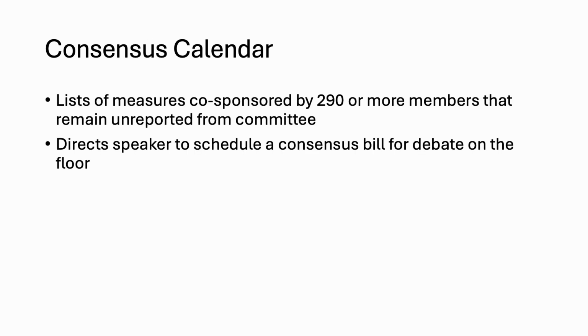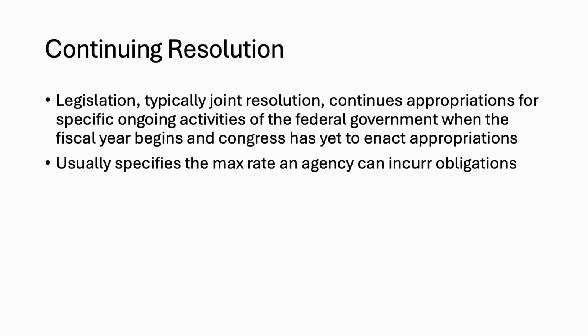Consensus calendar. List of measures co-sponsored by 290 or more members that remain unreported from committee. Direct the speaker to schedule a consensus bill for debate on the floor. Continuing resolution. Legislation, typically a joint resolution, that continues appropriations for specific ongoing activities of the federal government when the fiscal year begins and Congress has yet to enact appropriations. Usually specifies the max rate an agency can incur obligations.